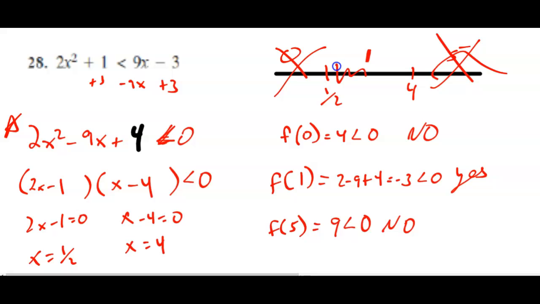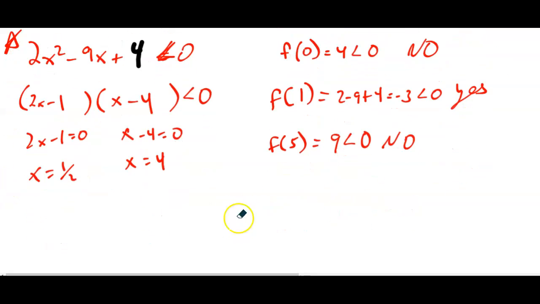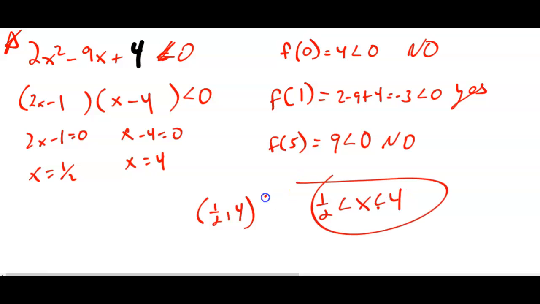So we're right here. How we will write that is, you could say 1/2 to 4 in open interval notation, or you could say 1/2 less than x less than 4. Either one of these will work.